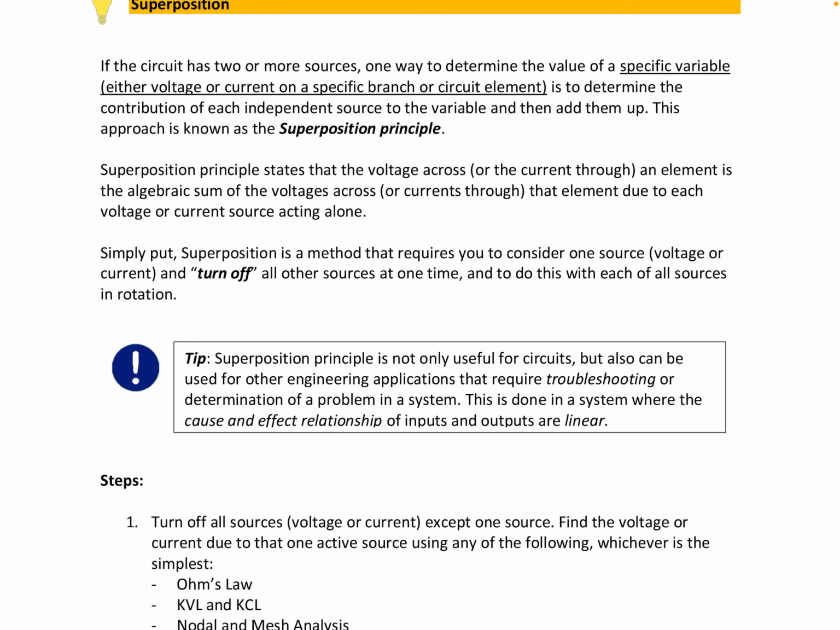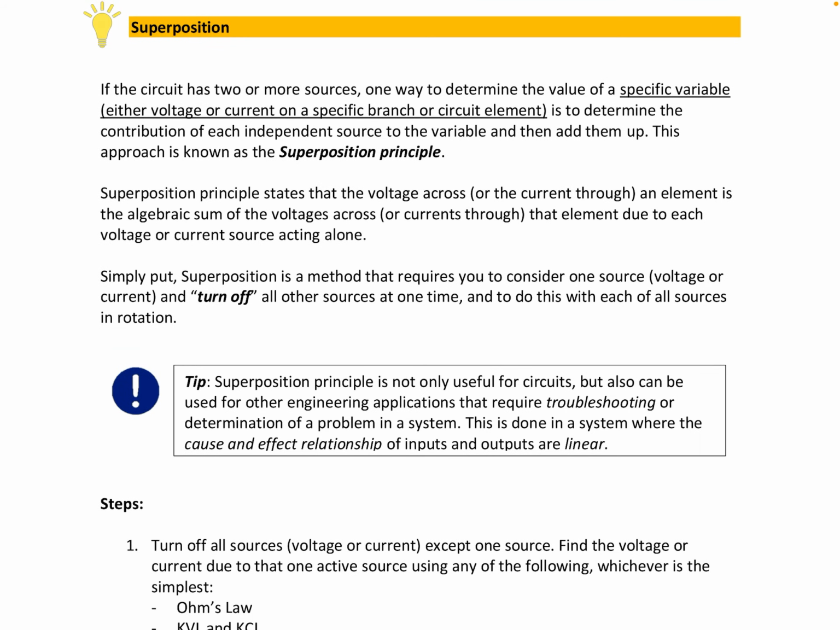So we have a tip. The superposition principle is not only useful for circuits but also can be used for other engineering applications that require troubleshooting or determination of a problem in a system. So superposition is actually a very powerful tool or principle that we can use across many disciplines.